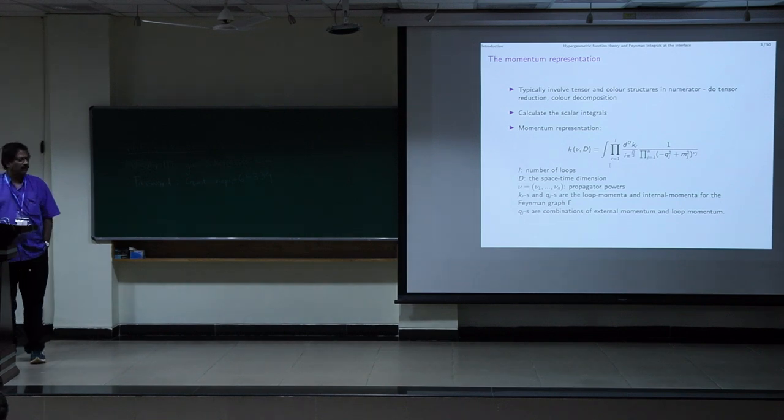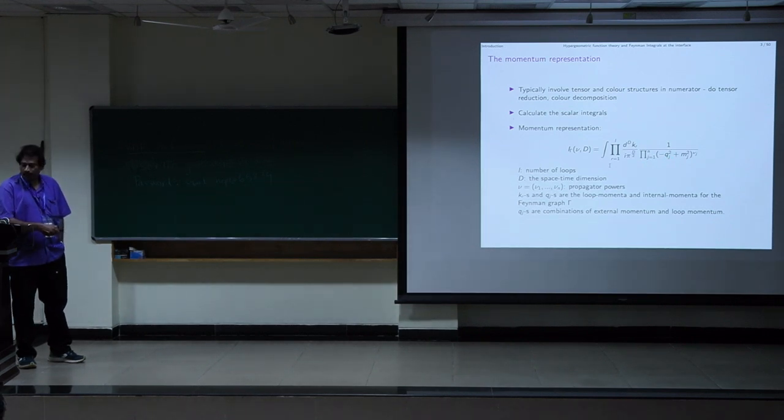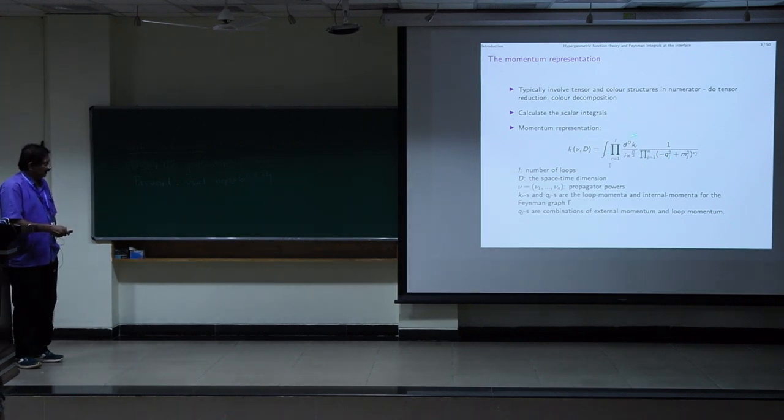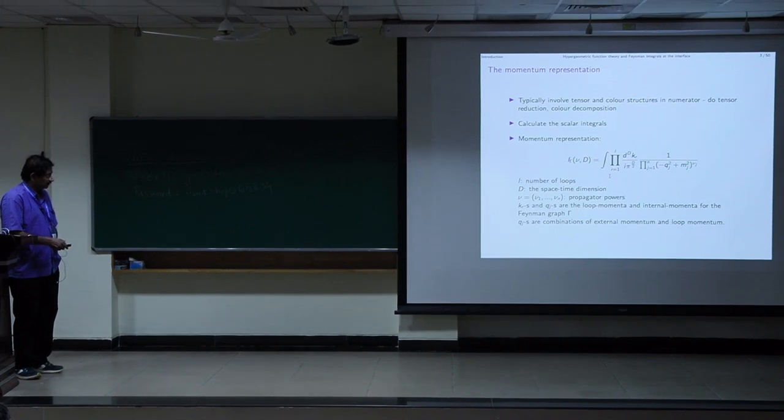So all of you are aware of this particular formula for a multi-loop, multi-scale integral, which looks like this. It's a product of several denominators of this kind, which contain combinations of momentum and also loop momenta, which appear over here, and one integral per loop over here, and various combinations of masses that appear over here.